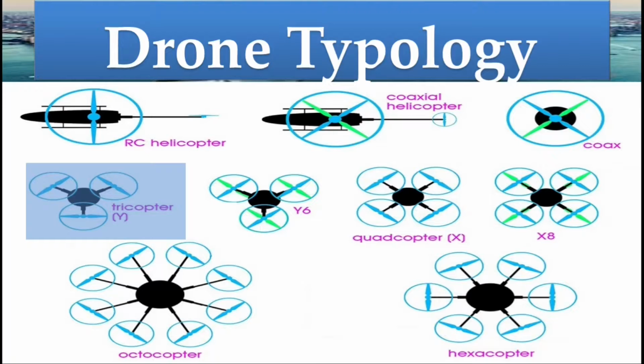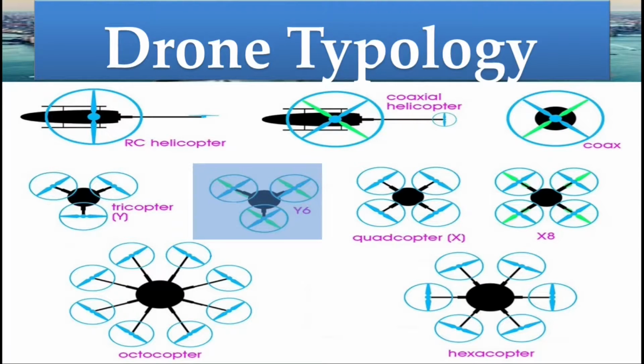Next is tricopter. It is in shape of Y and uses three propellers, so it is called tricopter. Next is Y6. It is same as tricopter, but there we use 6 propellers, so this is called Y6.